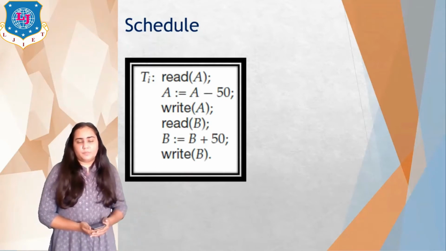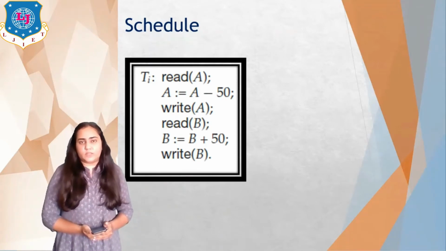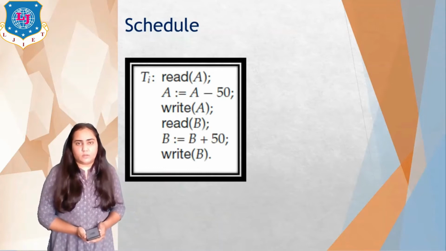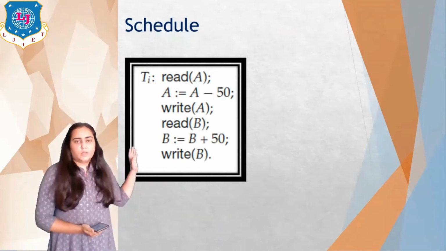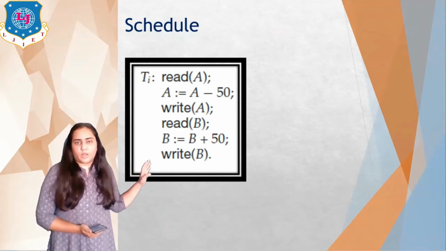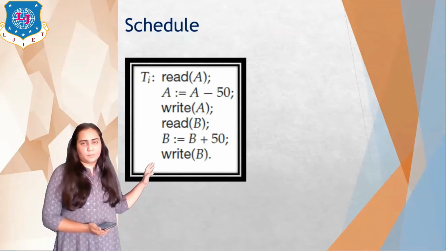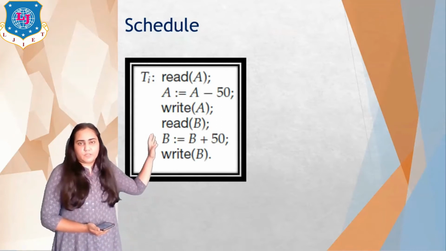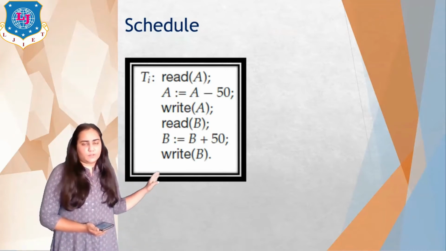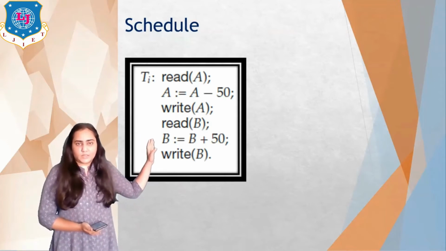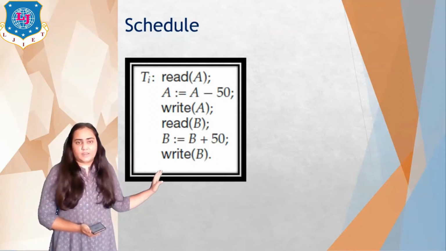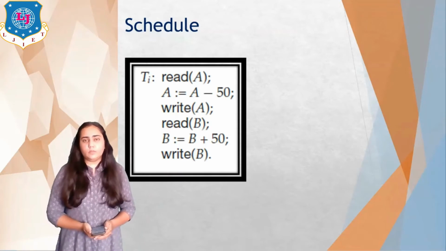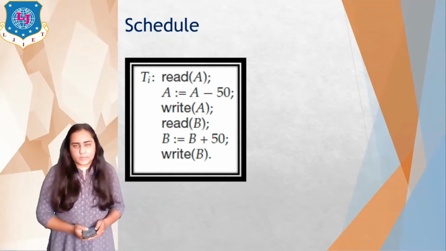So this is a very simple T1 transaction, and I've used this in the previous videos also. You can think of a scenario where A and B are accounts, and this transaction is transferring the amount of 50 from A to B, because from A it is being subtracted and it is being added into B. So this is one transaction.